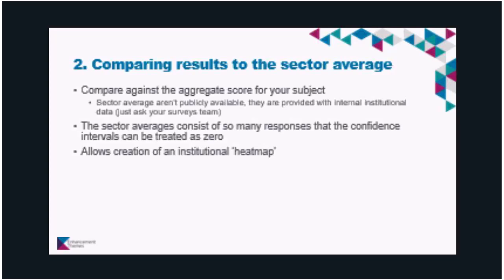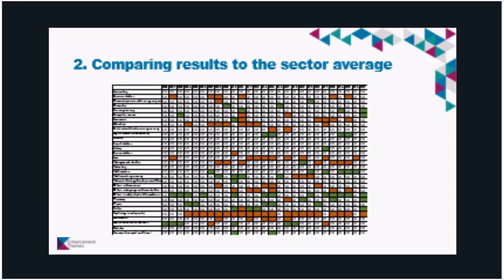So then you can make an institutional heat map. And here is an example of this sort of thing. So this is a real institution. I picked it to be broadly representative. So down the left-hand side are the subjects. So the rows are the subjects. Along the top are the 27 questions of the NSS. So the columns are the questions.